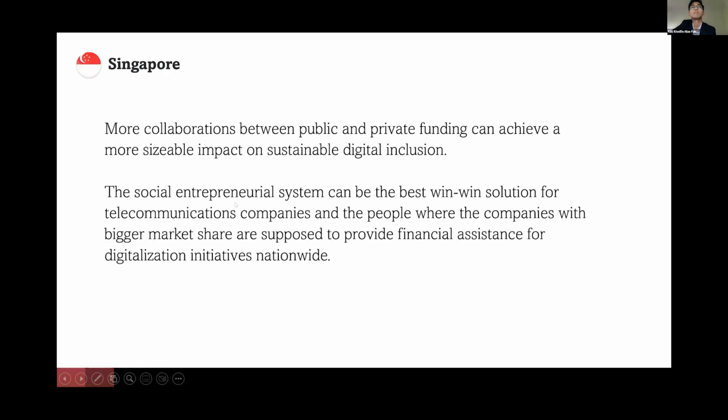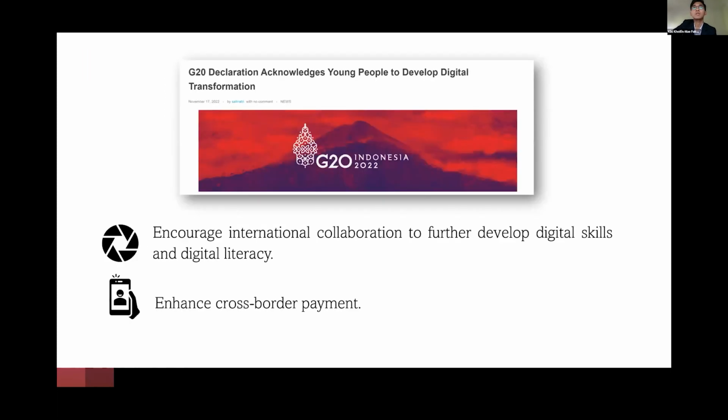For Singapore, more collaboration between public and private funding can achieve a more sizable impact on sustainable digital inclusion. And the social entrepreneurial system can be the best winning solution for telecommunication companies, where companies with bigger market share are supposed to provide financial assistance for digitalization initiatives nationwide. So I think it will be more pragmatic, especially for digital finance in these three Asian countries.